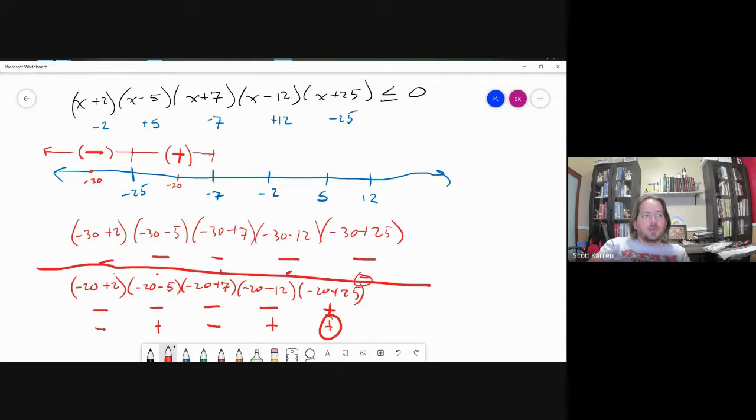And you can keep trying numbers. If you try a number between -2 and -7, like say pick -5, you'll see that you flop over to a negative. You're going to flop back over to a positive, and then a negative and a positive. I'll let you go through this and finish this one.